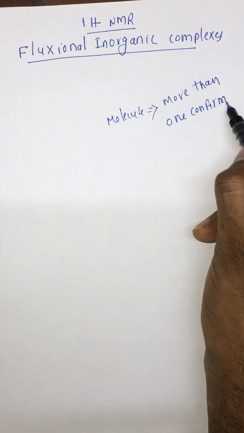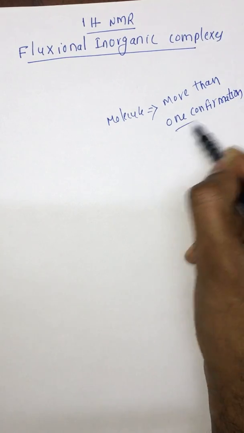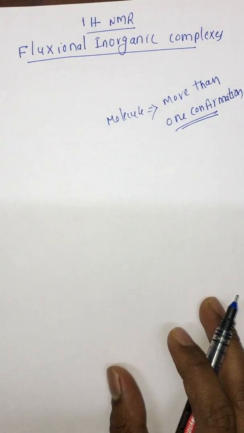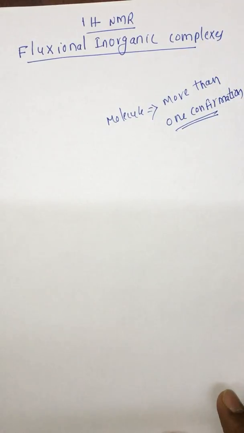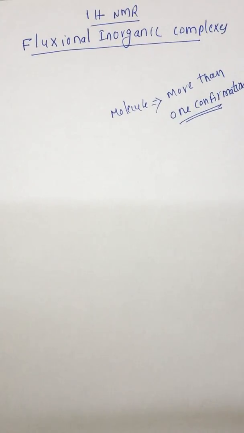So the energy also will be the same. Those molecules we call fluxional molecules. They show different kinds of conformations. And now we will see some of the inorganic complexes, how they differ in their NMR spectra at different temperatures.